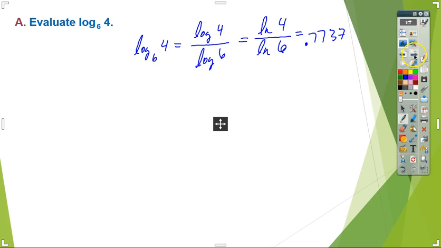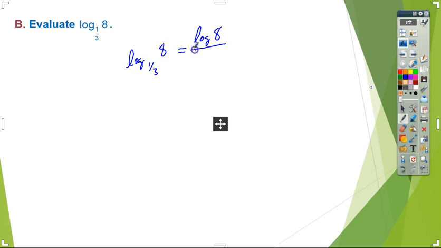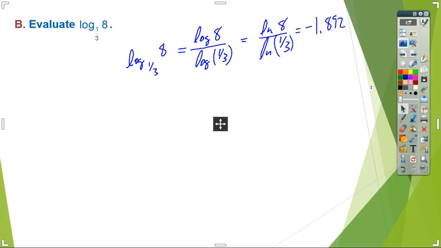All right. So, what's next? Last problem. Here it goes. So, log base 1/3 of 8. Again, log base 1/3 of 8 is equal to log of 8 over log of 1/3. Or I can say this is the same thing as natural log of 8 over the natural log of 1/3. And you can go ahead and we'll figure that out in the calculator. Right quick. Bam! There's the answer.